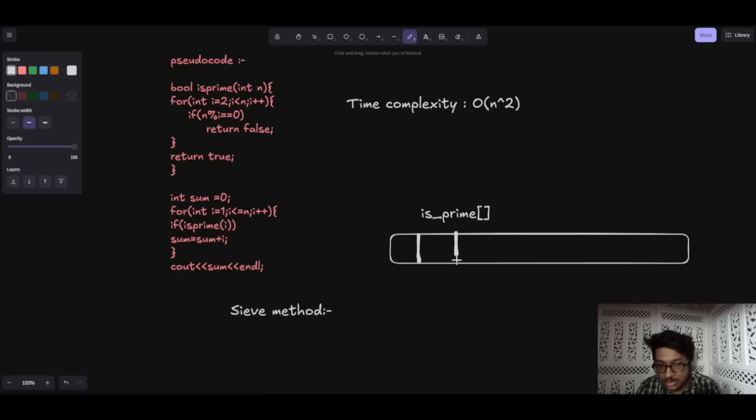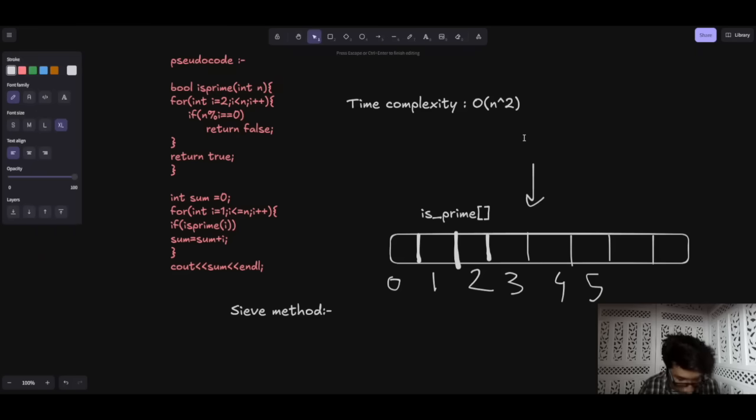Okay, of course 0 and 1 are not prime. I'll just reduce this. It starts from 0, 1, 2, 3, 4, 5, and this is a Boolean array. If it is true, it means it is a prime. If it is false, it means it is not a prime.